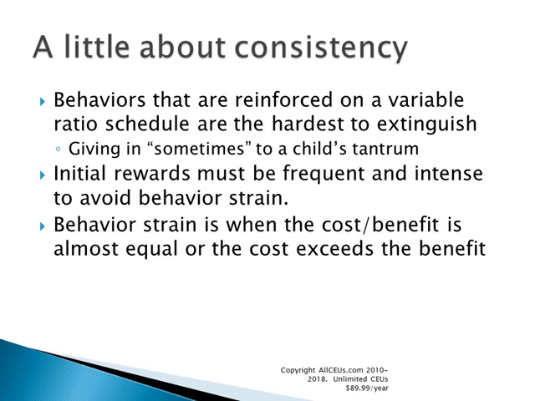One way you can stave off rewards would be by creating a token economy. So when a child does something well, they get a token, and then they can cash in their tokens at the end of the week for a larger prize. Behavior strain is when the cost-benefit is almost equal or the cost exceeds the benefit. So if it requires too much energy, you're not going to do it.